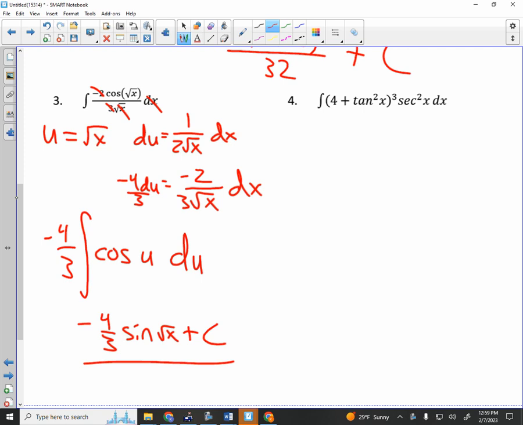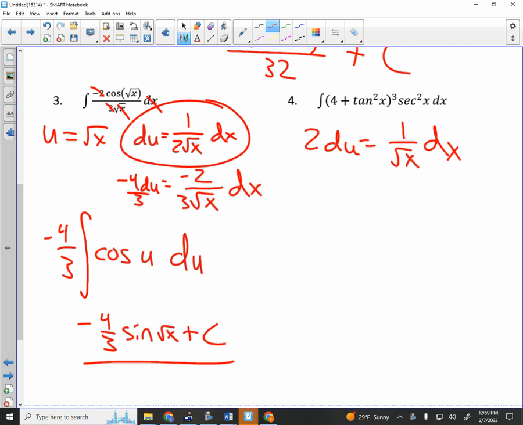You could do it the other way too. You could say, I want to get rid of the 1/2, so I'm going to multiply it by 2. 2 du is equal to 1 over the root of x dx. And you could just start there. Then you could say, well, I want a negative 2/3. So now I'll multiply by negative 2/3 times negative 2 over 3. And now you get negative 4/3 there. So multiple ways to look at dealing with that constant.